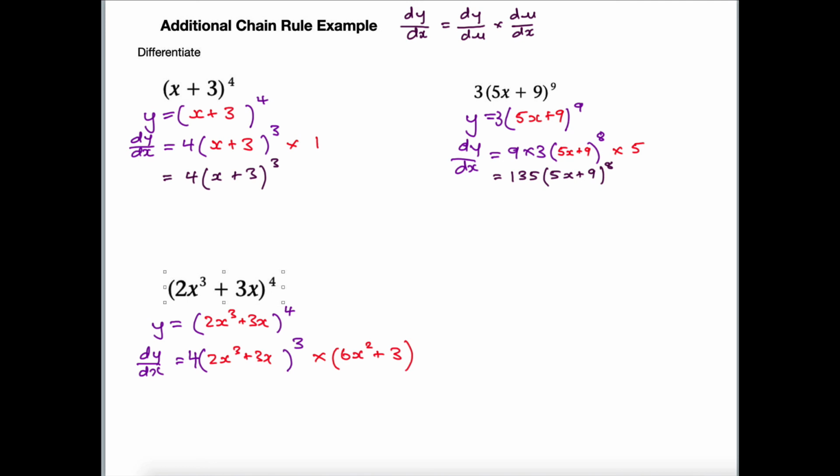Remember, the 3 times by the 2 and the power gets reduced by 1, giving my 6x squared, and the derivative of 3x is just 3. So the final result will be 4(2x cubed plus 3x) to the power of 3 times (6x squared plus 3). I could expand it if I wanted to, but it doesn't help me by expanding it. So with all these chain rule problems, you've got to look at it as something in the middle I have to differentiate and the whole outside function, and multiply those two derivatives. Hope that helps.